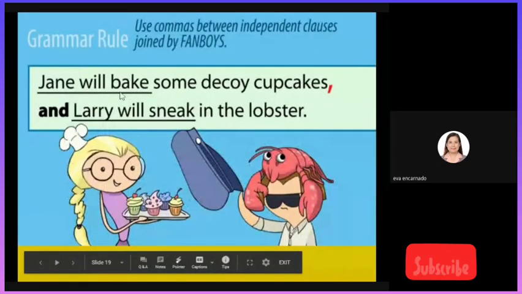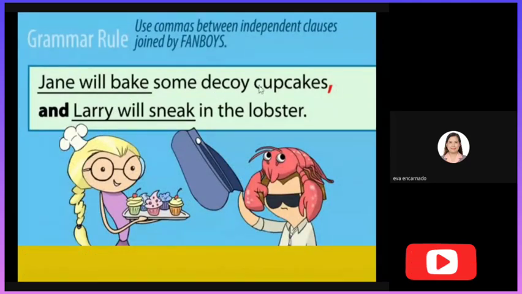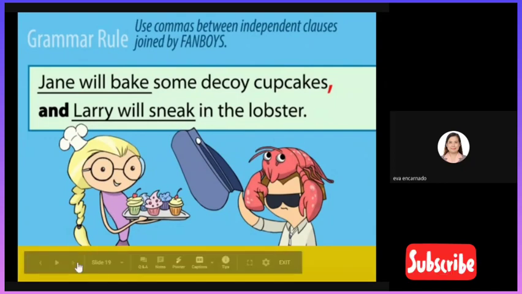All right. Jane will bake some decoy cupcakes. Decoy cupcakes, it's like souvenir cupcakes, okay? And Larry will sneak in the lobster. Okay, we have two independent clauses joined by FANBOYS, by the conjunction and. Our first independent clause is Jane will bake some decoy cupcakes. Don't forget to put the comma and. We're going to connect them by using the coordinating conjunction and. Then our second independent clause is Larry will sneak in the lobster.